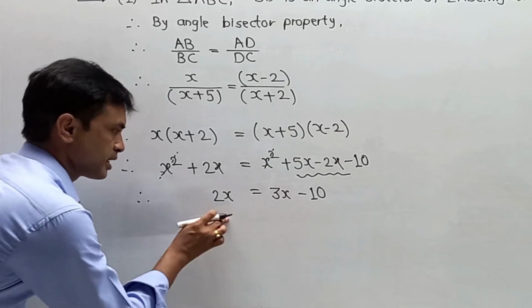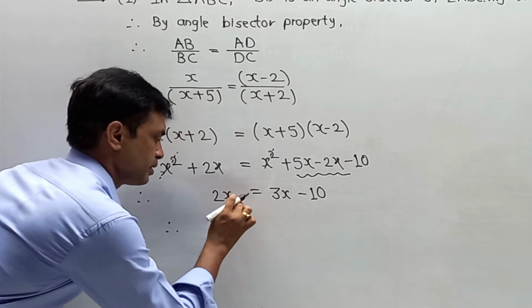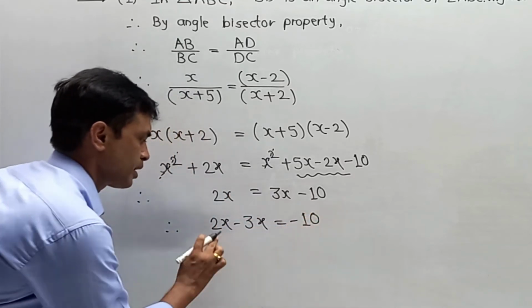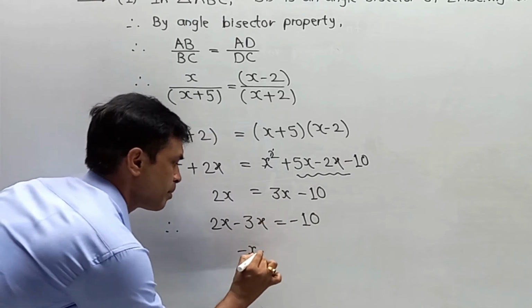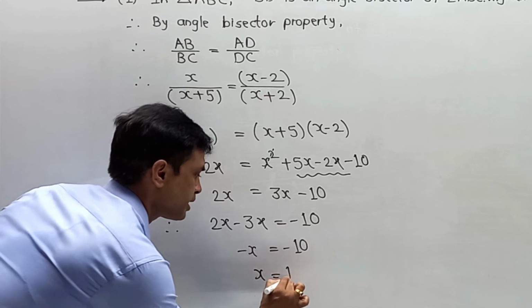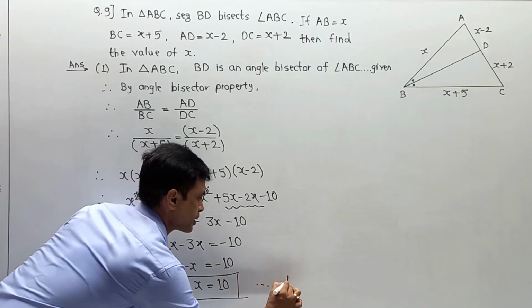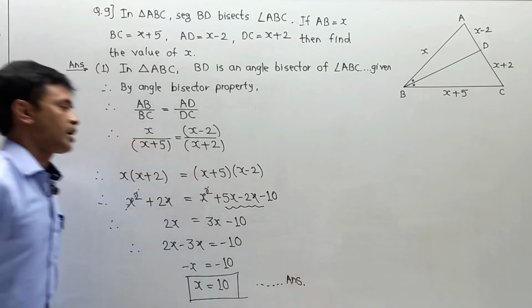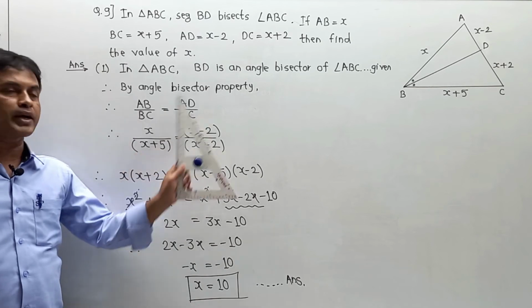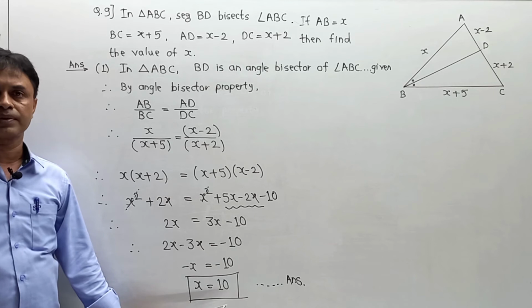Now shifting this 3x over here, this becomes 2x minus 3x is equal to minus 10. 2x minus 3x, so it becomes minus x is equal to minus 10, or simply we can say that x is equal to 10. And this is our expected answer. And in this way, by simple calculative method, with the help of the angle bisector property, we are able to get the value of x is equal to 10.